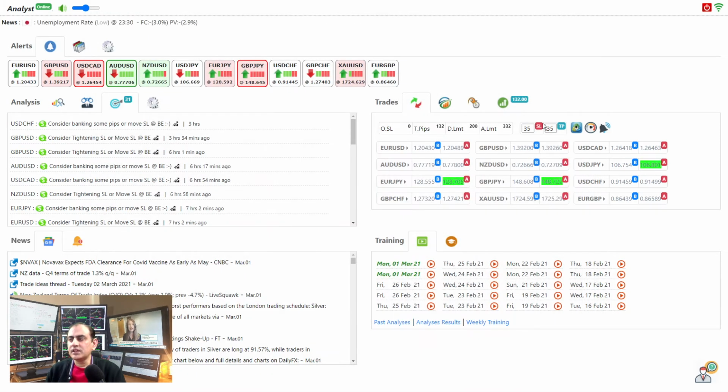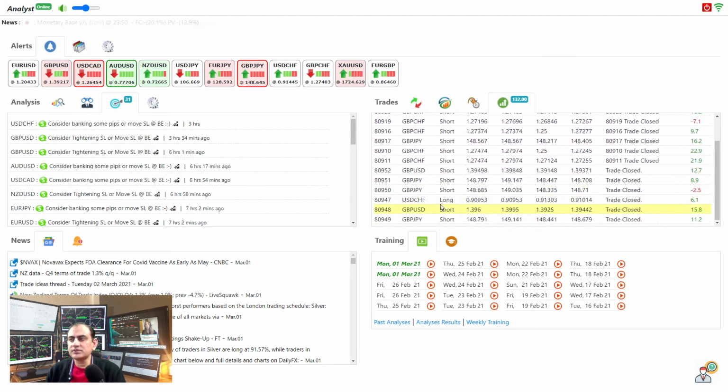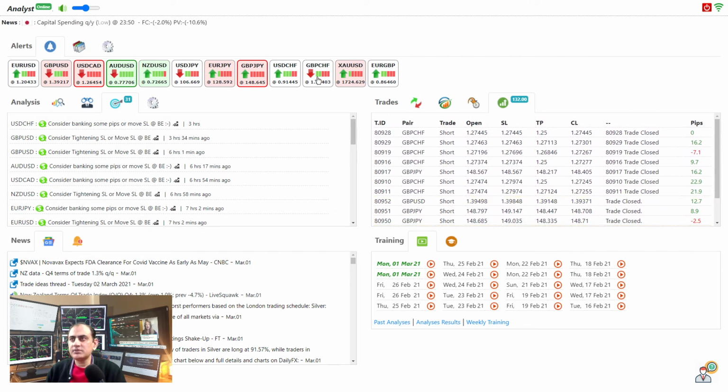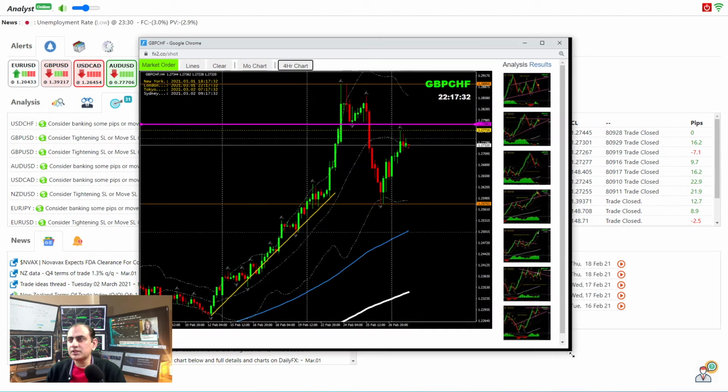All right, so technically if you look here, 132 pips, all these pips are 100% based on the analysis. Mainly, you can see here in pound dollar and pound Swiss franc, we were short. Let me share with you the pound Swiss franc trade in the 4 hour.